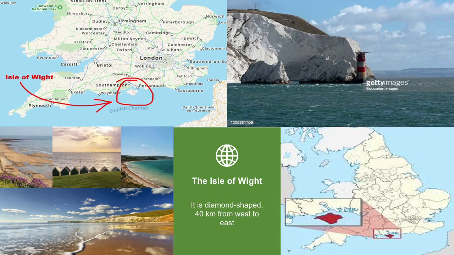One more island which is worth looking at is the Isle of Wight, which is in the English Channel. It is diamond-shaped, 40 kilometers from west to east and about half as much from north to south. With its sunny beaches and pleasant varied countryside, the island forms one of the South Coast's most important tourist resorts. It is linked to London by ferry and rail services.